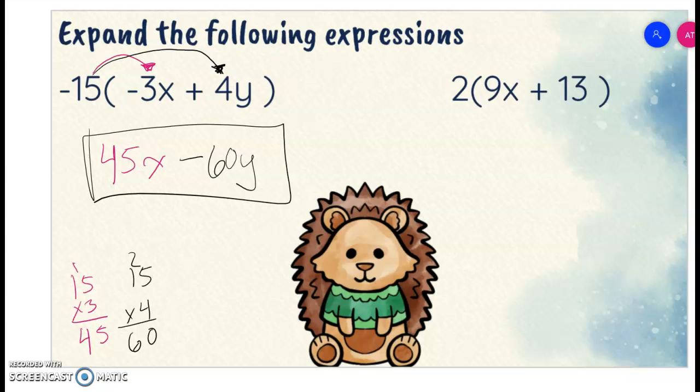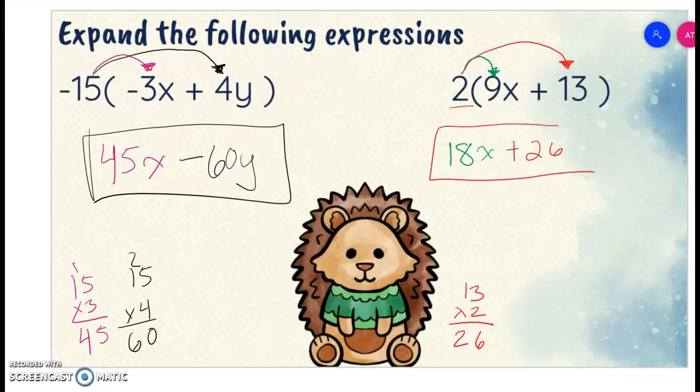For our next one over here, you're going to multiply 2 times 9, which is going to give me 18. Carry the x down. Remember, everything in the parentheses, if there's a number such as 2 on the outside, has to be distributed to everything in the parentheses. Literally anything, everything. 3 times 2 is 6, 2 times 1 is 2. They're both positives, so I know my answer is going to be plus 26. So again, anytime you see it say expand the following expression, all you're doing is just distributing into the parentheses.